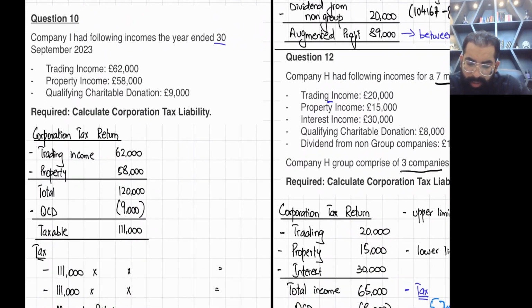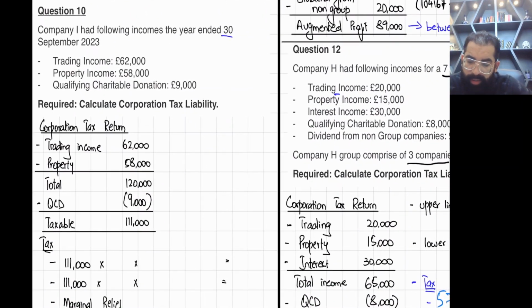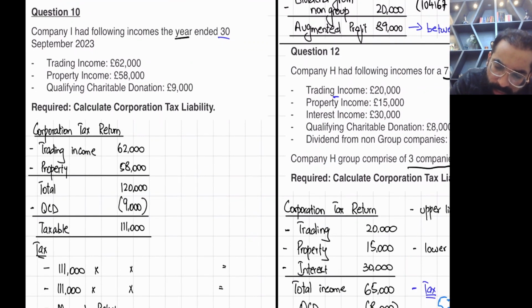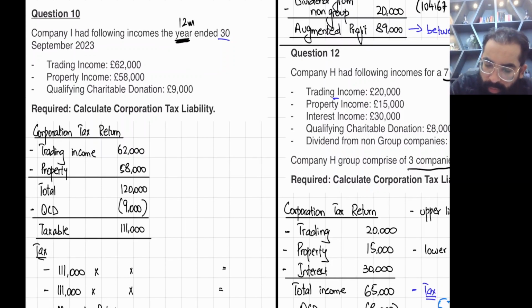Okay, now I request you, see the accounting dates are now a little bit changed. I request you to pause the screen and solve it yourself. Now it is 30th September 2023. So when it is year, see again they are saying year. Year means 12 months. And no group of companies. So lower limit is 50, upper limit is 250.